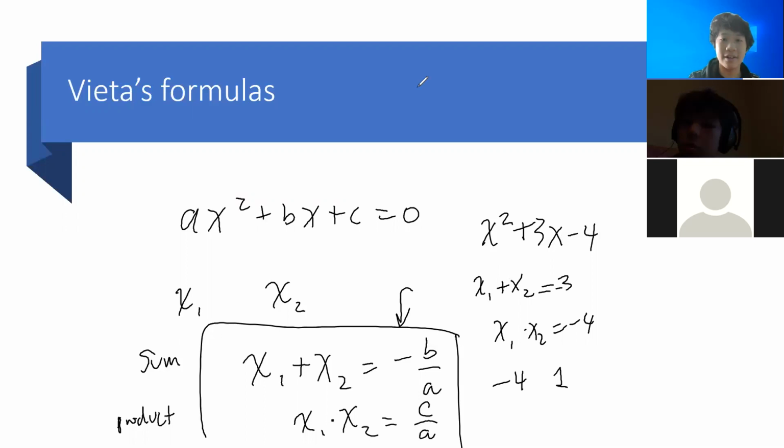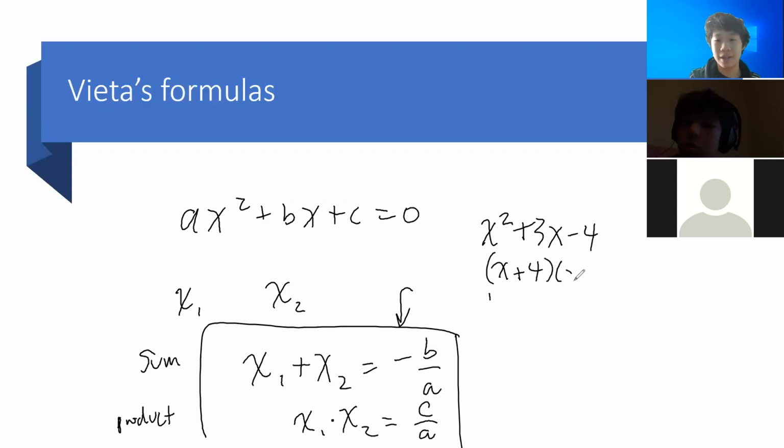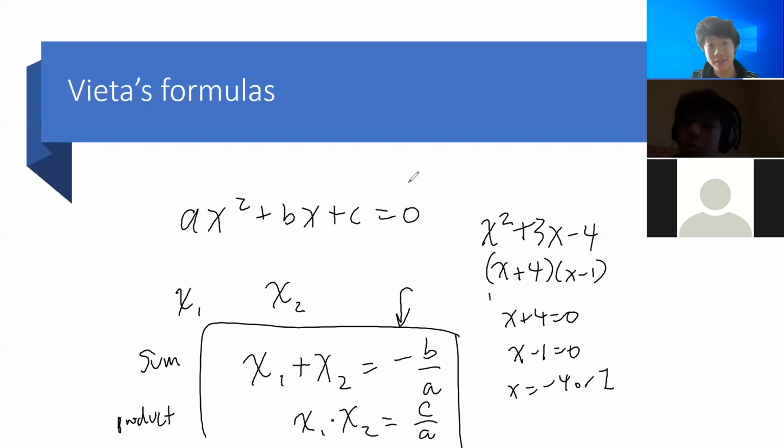Because if we were to factor it, we know that the solutions are negative 4 and 1. If we factor it out, what do we get? We get x plus 4, x minus 1. So this means that x plus 4 equals 0, or x minus 1 equals 0. So x is going to equal negative 4 or 1. So this just shows that Vieta's formulas do work. But there are lots of different applications for these formulas, and you're not going to be able to solve some problems without them.